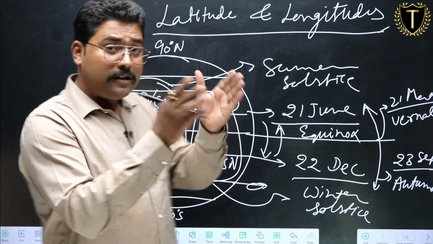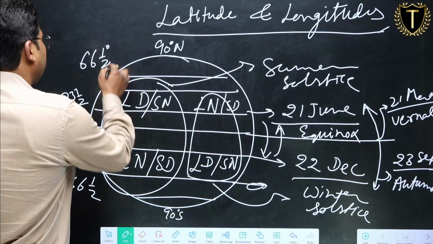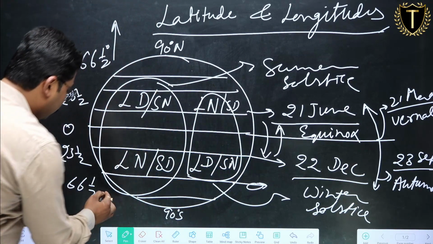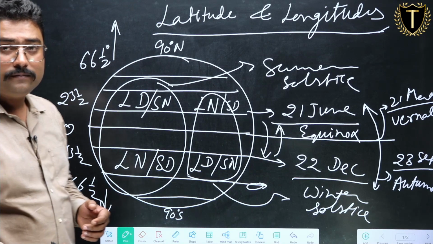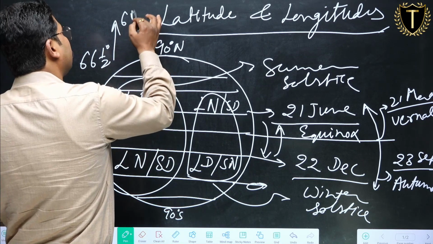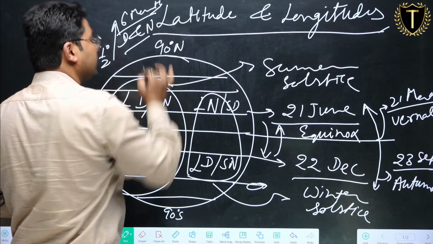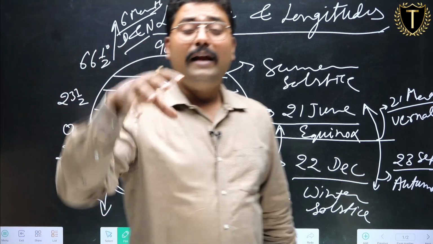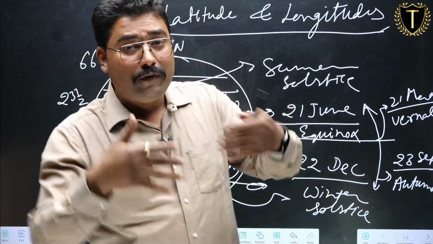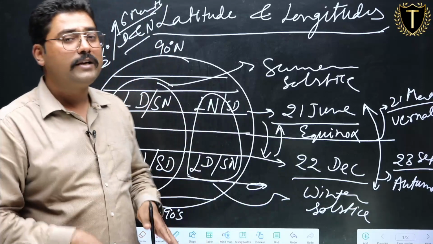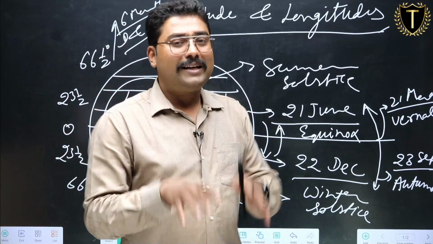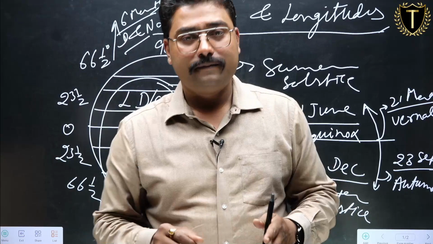Now another aspect: beyond 66.5 north and 66.5 south, there is a continuous 6-month day and 6-month night. Means in the places where we are presently located, or you can say India, there are 365 days in a year.